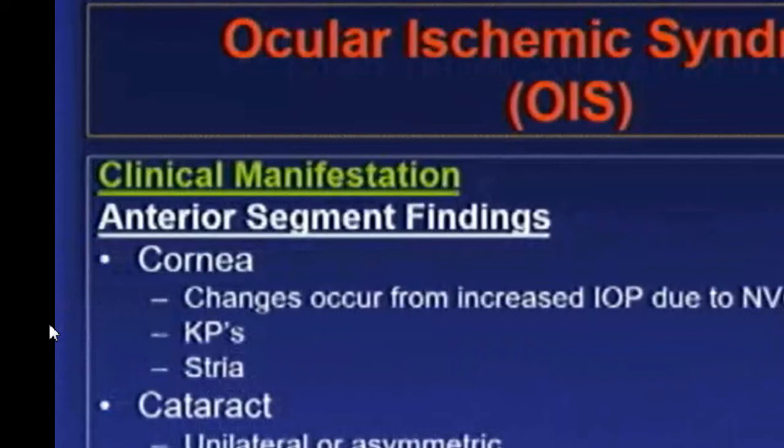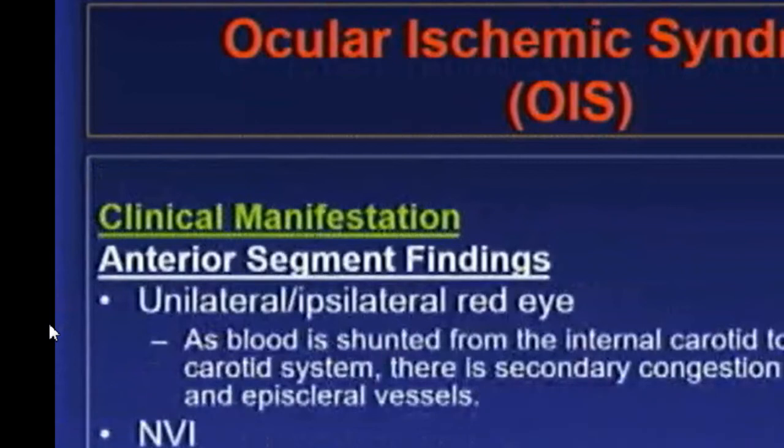If you look at the anterior segment, we have changes because of the decreased pressure, and secondary to neovascular glaucoma, we have KPs and corneal striae. This patient has a unilateral cataract, and might have an anterior chamber reaction in 20% of patients, and we have to recognize and differentiate between real uveitis and the anterior chamber reaction of ocular ischemic syndrome. Almost always we have a red eye because of the shunting. NVI might be seen in around 70% of patients with ocular ischemic syndrome, and progresses to neovascular glaucoma in 50% of patients.